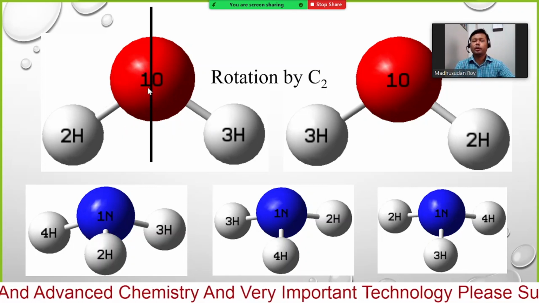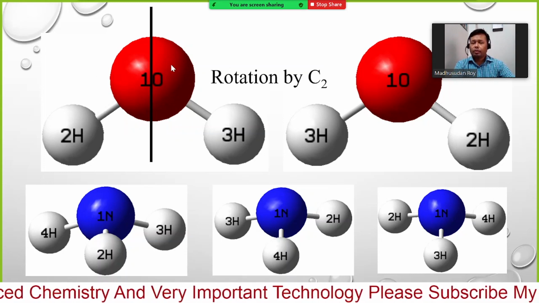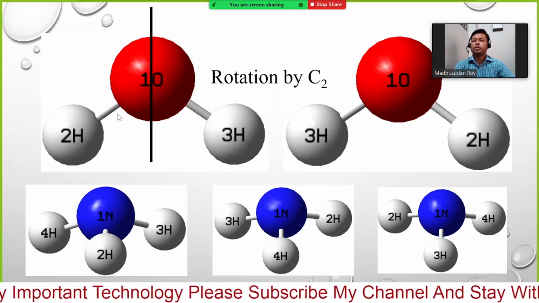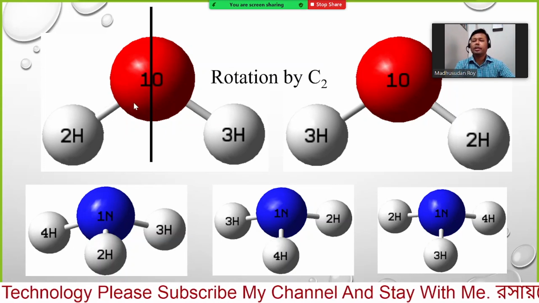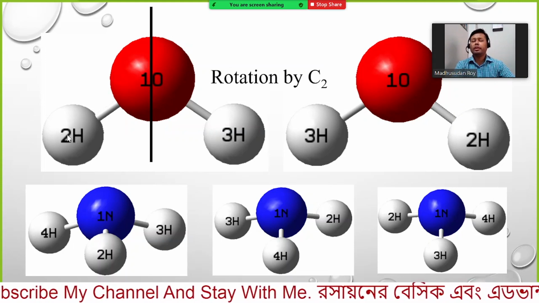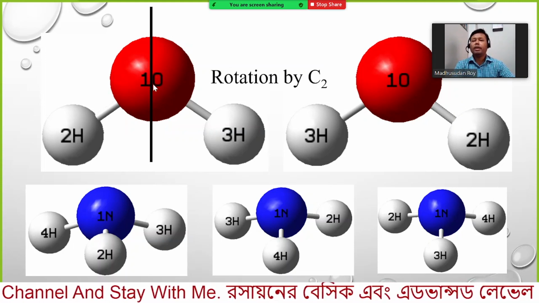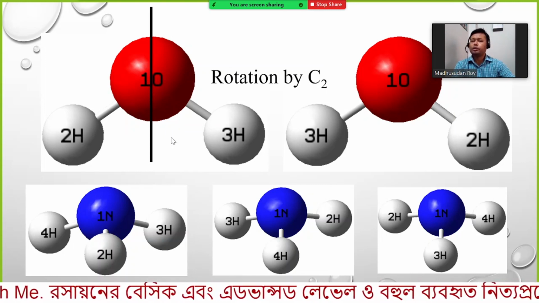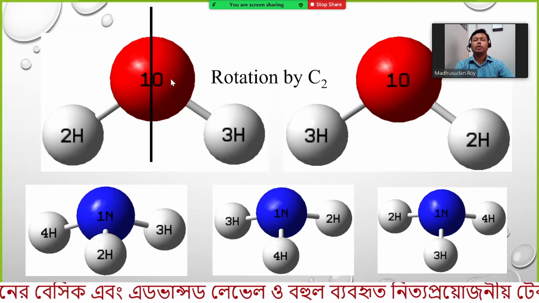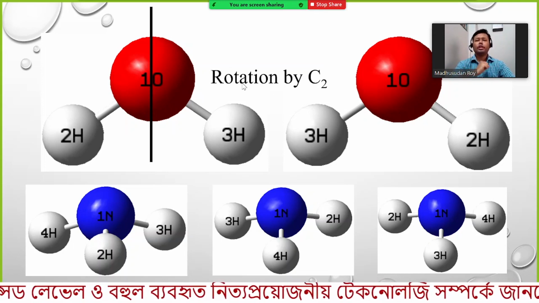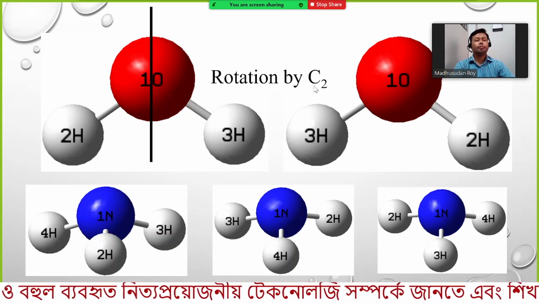In this water molecule, how many bonds do we have? Oxygen and hydrogen, there is one bond, there is another bond. So I am showing you just the number of the atoms. Oxygen is considered as 1, this hydrogen as 2, this hydrogen as 3. So if you consider a rotation by C2, what does it mean?